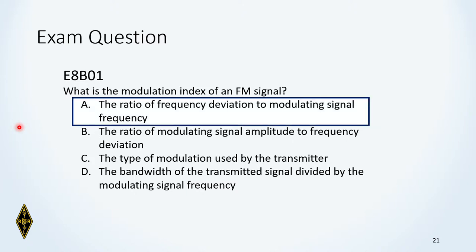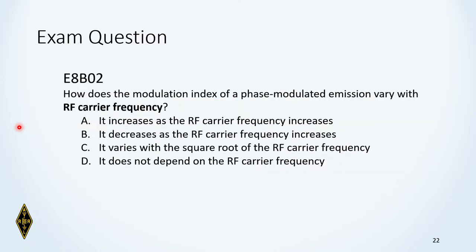Alpha. It is alpha. It is correct. Alpha. Thank you for muting. What is the modulation index of an FM signal? It's the ratio of frequency deviation to modulating signal frequency. Right, exactly. That's the tricky part. Now I've bolded something that won't be bolded on your exam.